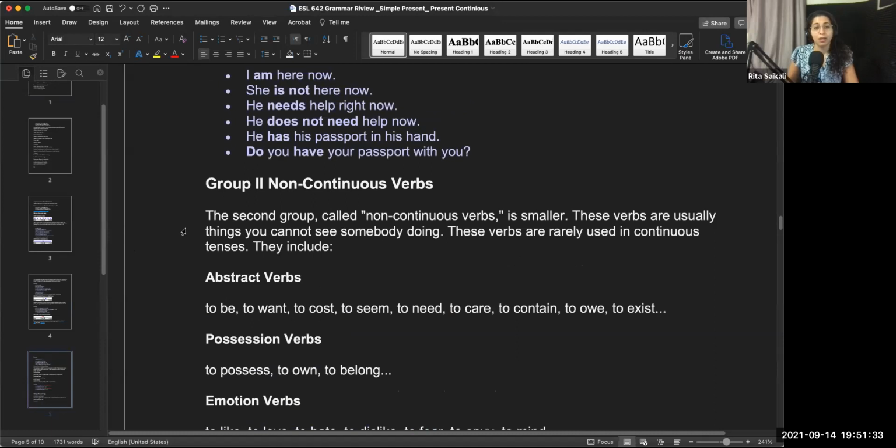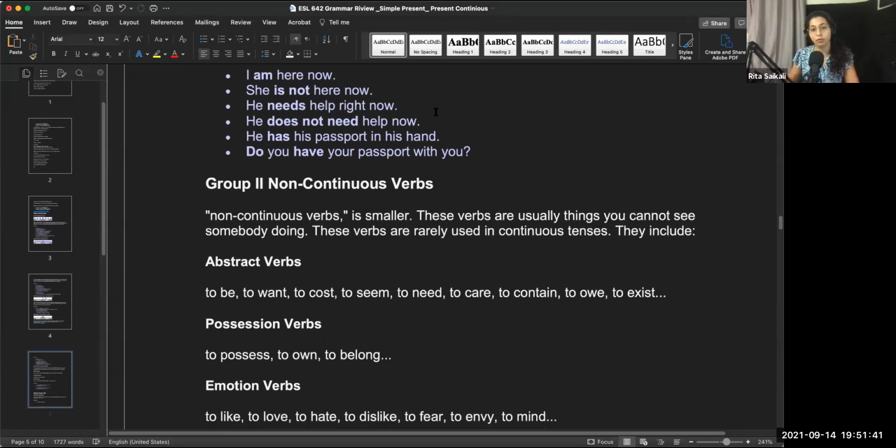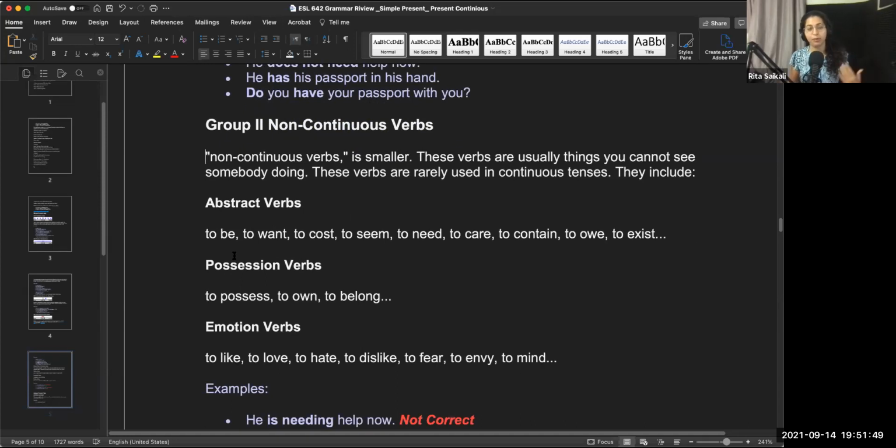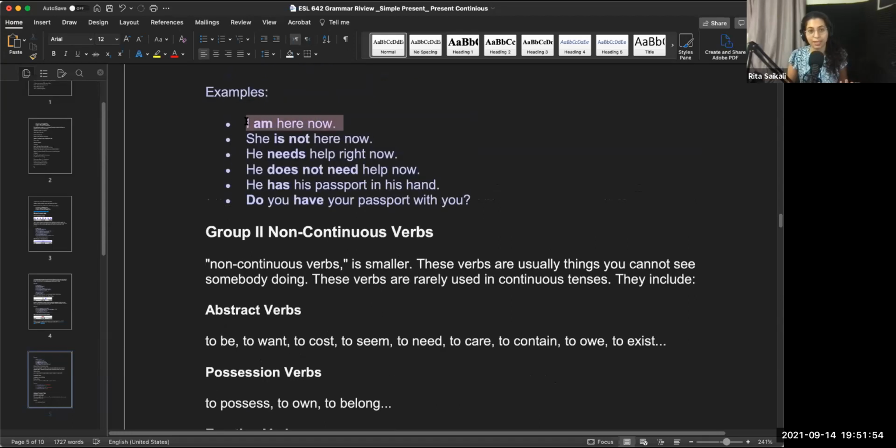So like I was saying, the non-continuous verb group is a smaller segment, and these verbs are usually things that you cannot see somebody doing. For example, you can't see somebody being. So I am here right now is not something that a person is doing. It's more like a passive verb. Does that make sense? When you say, I am cooking right now, you can see the person doing that action.